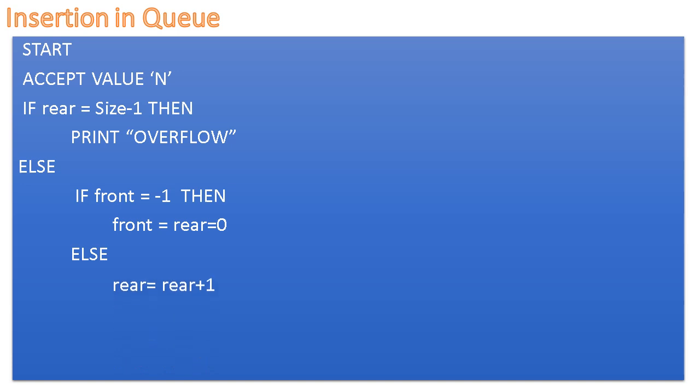Otherwise, rear equals rear plus 1. And after deciding this rear position, we can insert the element at this index. So Q at rear equals n. So this is the algorithm to insert an element into a queue.